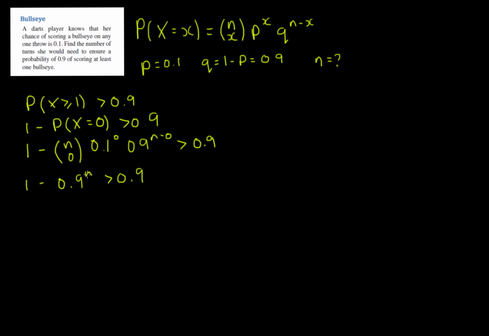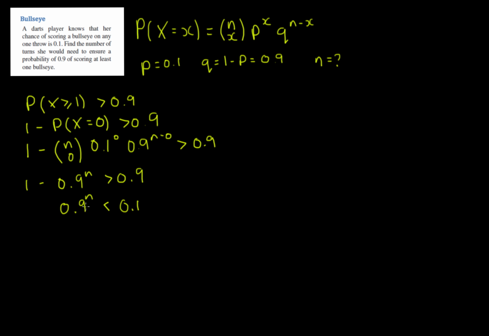Okay, and let's start trying to isolate this N because that's what we want to solve for. So we're going to subtract 1 from both sides. Over here we're going to get negative 0.9 to the power N, and negative 0.1 on the other side. I'm going to make those positive and just flip around this inequality, so 0.9 to the power N must be less than 0.1.